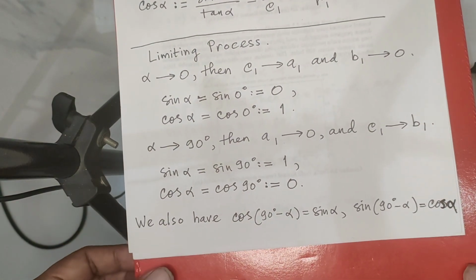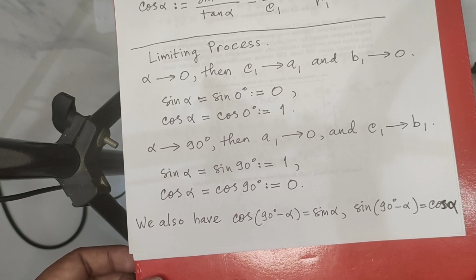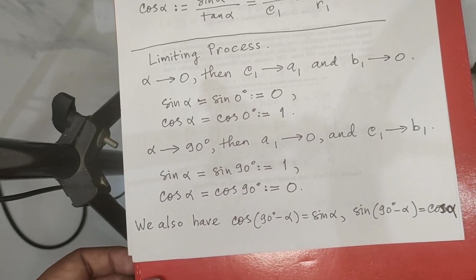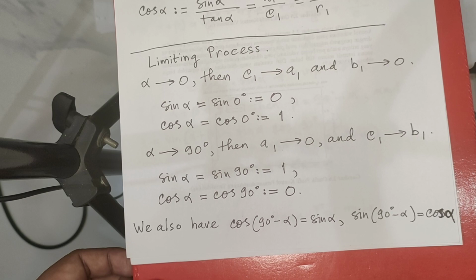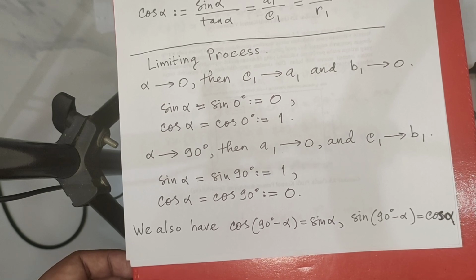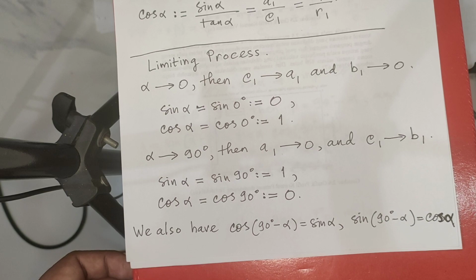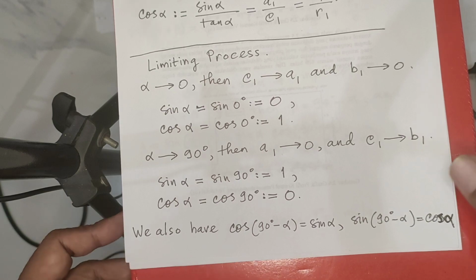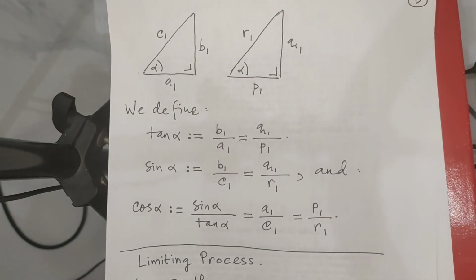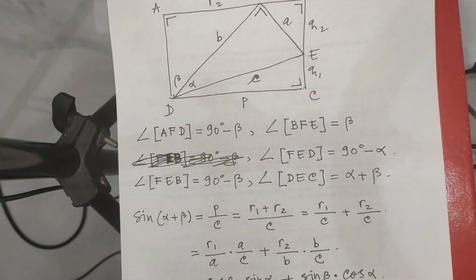After this, we also have the complement angle. Cosine of 90 degrees minus alpha is equal to sine of alpha. Also, sine of 90 minus alpha is equal to cosine of alpha. Okay? The next one.